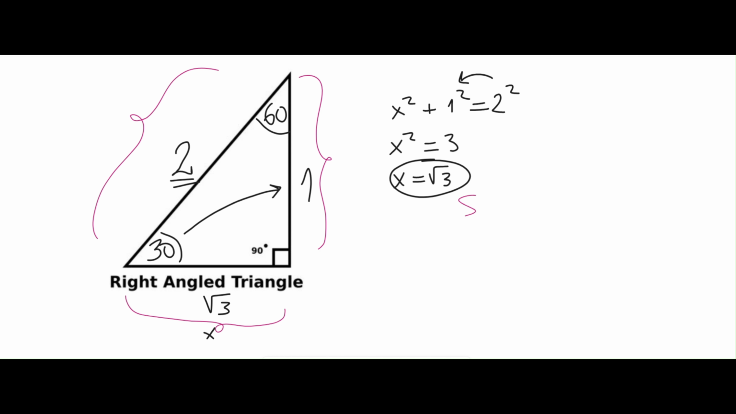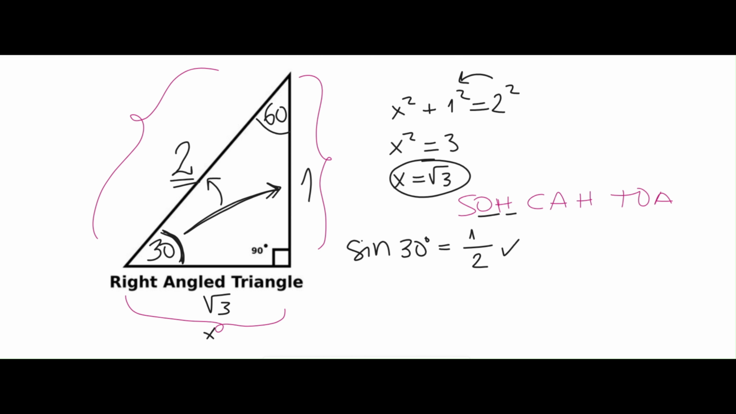Now, so that's what we said, right? Let us find sine of 30 degrees. We say sine is opposite over hypotenuse, right? Opposite to 30 degrees is 1. Hypotenuse is the longest one, so it's 1/2.